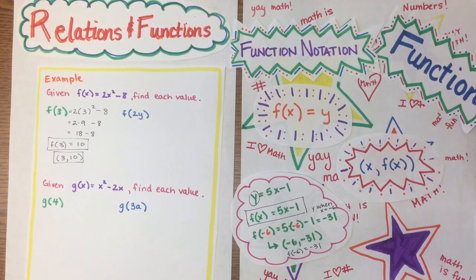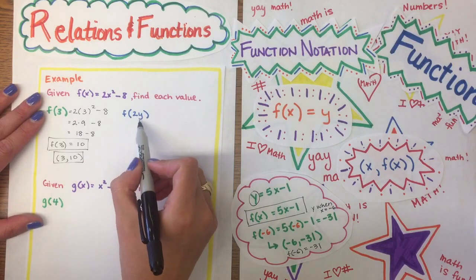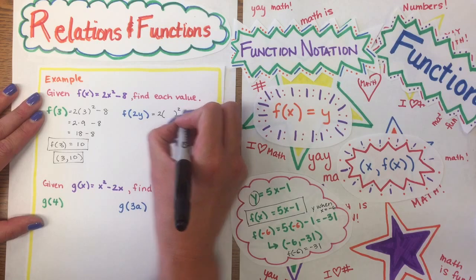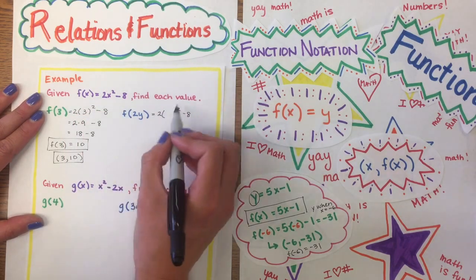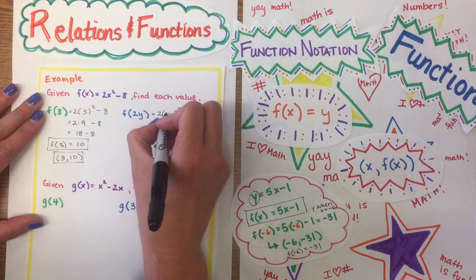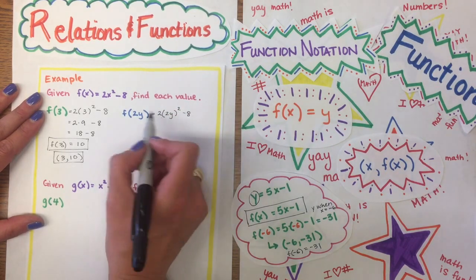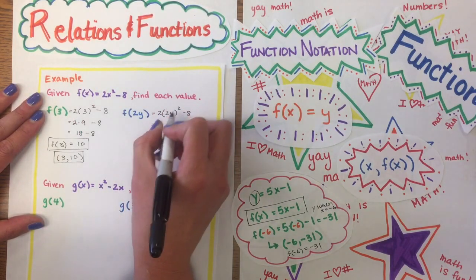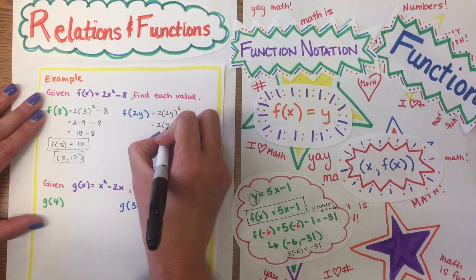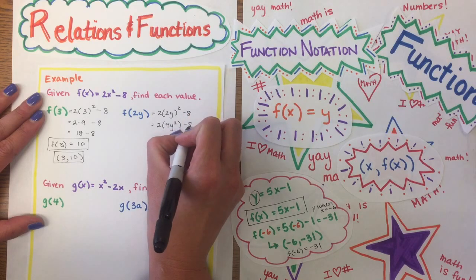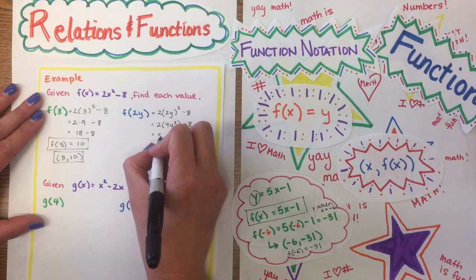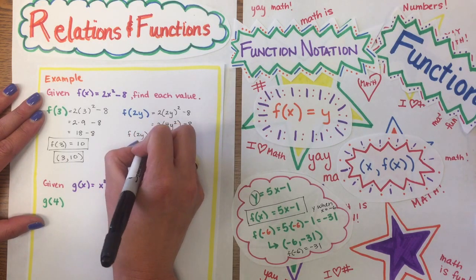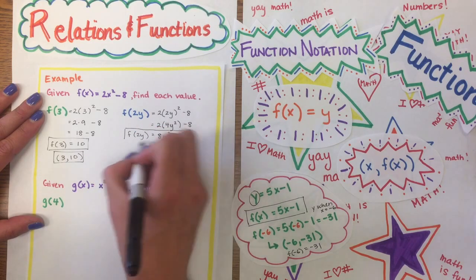If I replace x with 2y, I'm again going to, everywhere that there was an x in my function, replace it with parentheses. Inside those parentheses, I'm going to put 2y. So even if my input has a variable, I just put it in where x was. Both 2 and y are being squared, so this will become 4y squared minus 8. This is 8y squared minus 8. So f of 2y is equal to 8y squared minus 8.